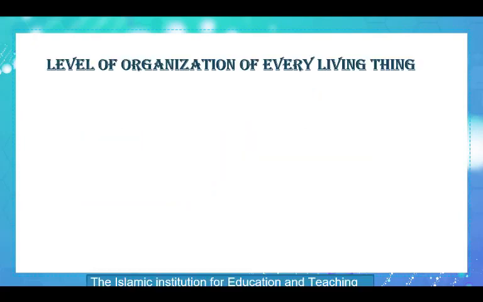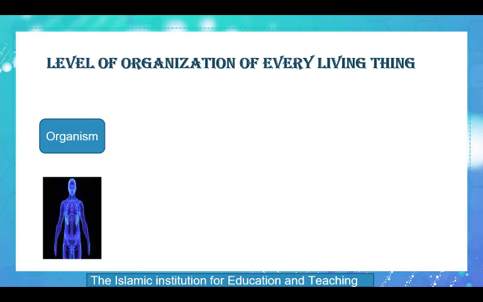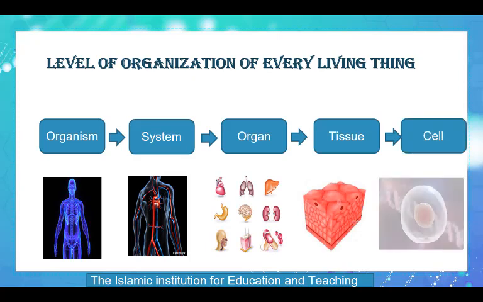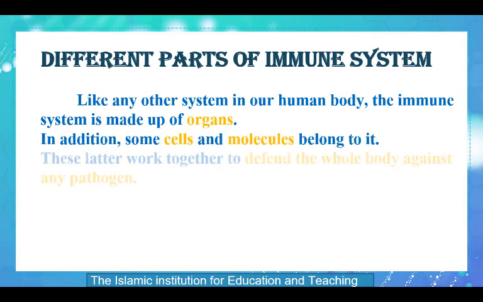So let's remember what every system is made up of. Level of organization of every living thing: organism, system, organ, tissue, and cell. Then, like any other system in our human body, the immune system is made up of organs. In addition, some cells and molecules belong to it. These latter work together to defend the whole body against any pathogen.